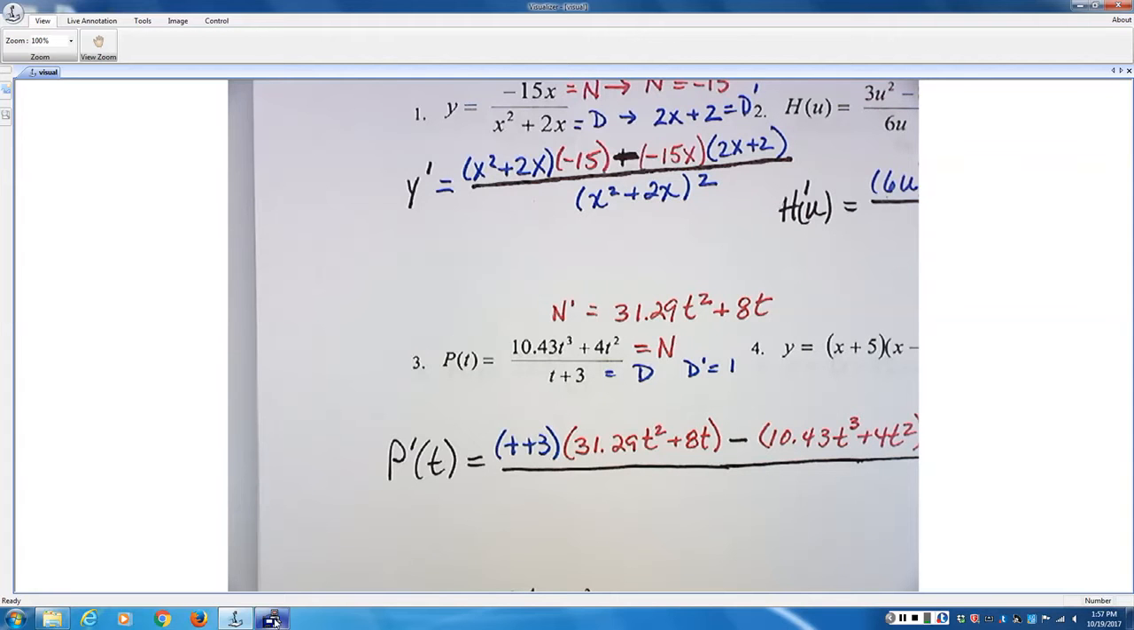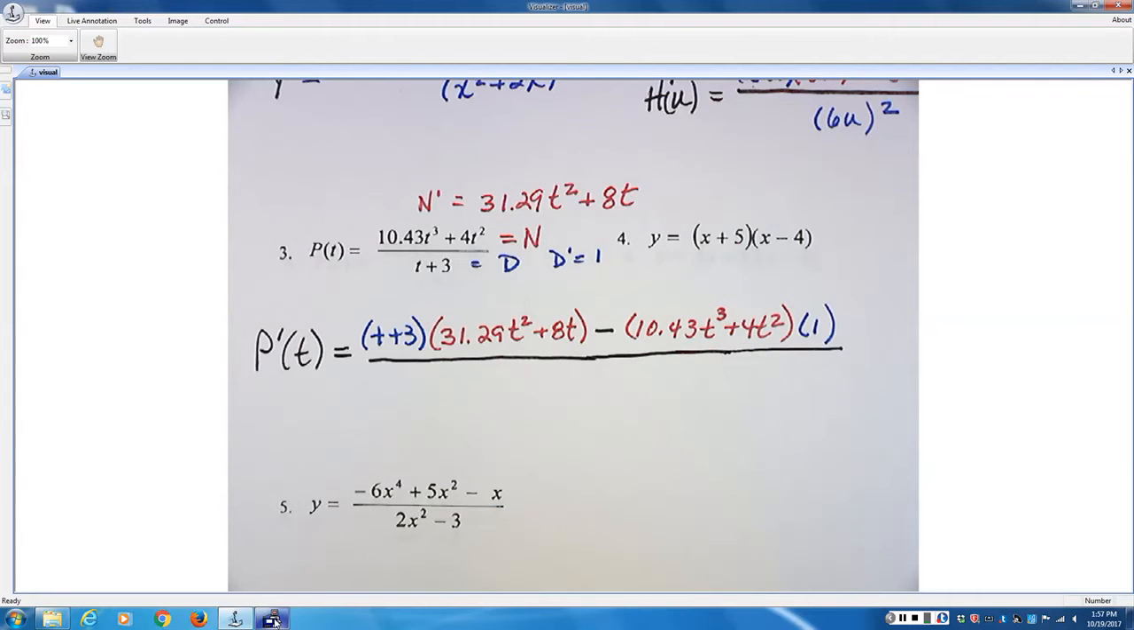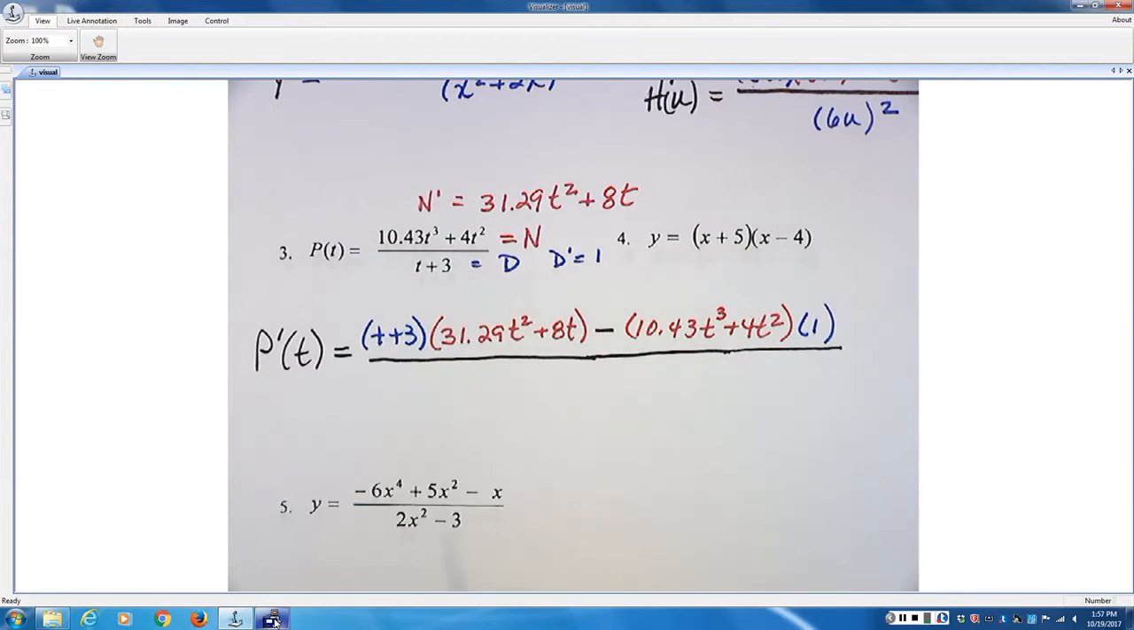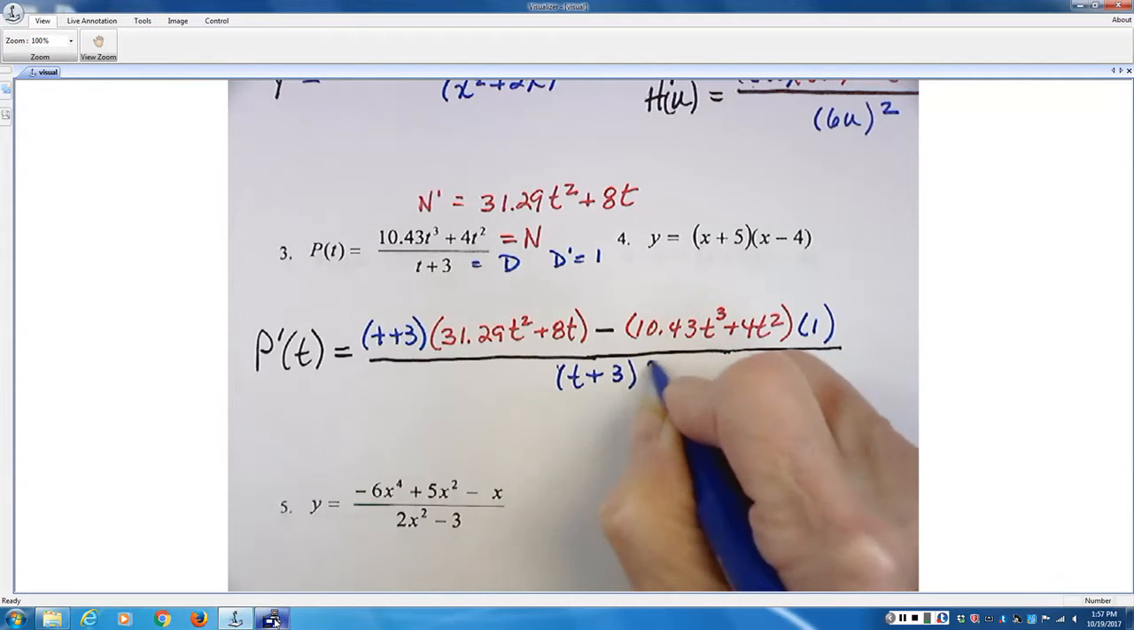Say that again? Well, that's where I kind of forgot. One is like, well, I can't take the derivative of 2 plus 3, so I'm just putting 0. It's 1. The derivative of 3 is 0, but the derivative of t is 1. Its coefficient is 1. Okay? And then your denominator then, of course, has to be squared. So that's t plus 3, and that's squared.